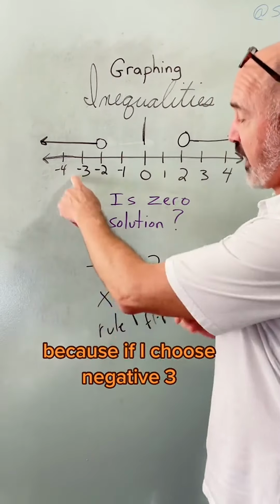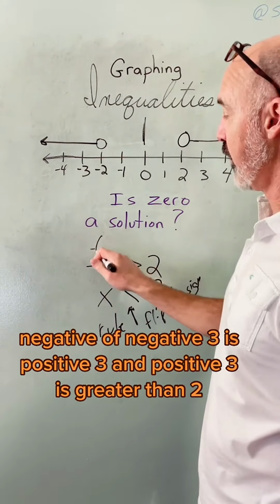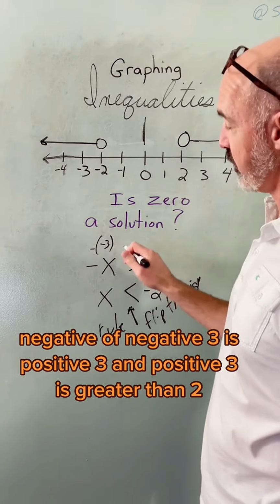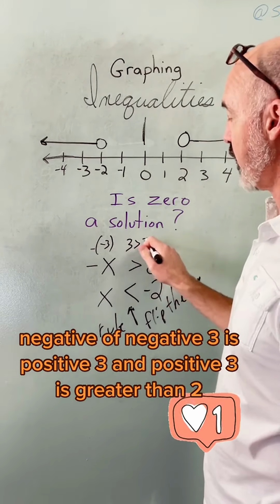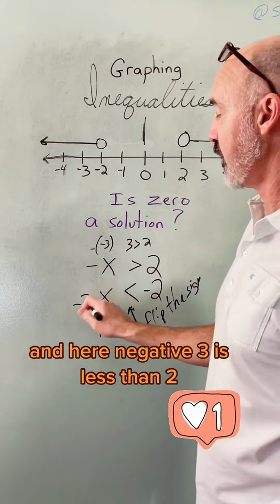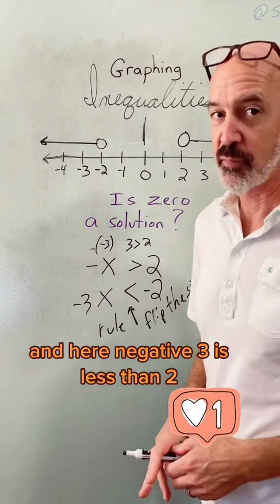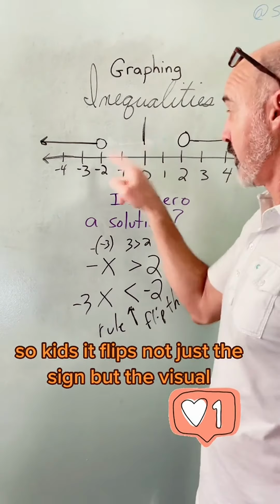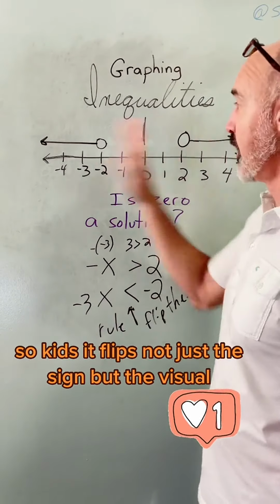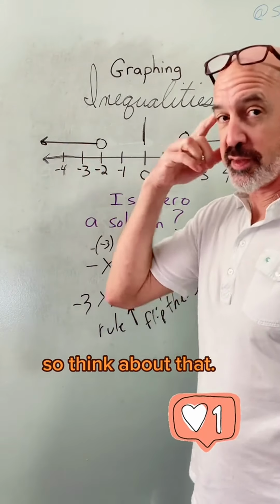Because if I choose -3, negative of -3 is +3, and +3 is greater than 2, and here -3 is less than 2. So kids, it flips, not just the sign, but the visual. So think about that.